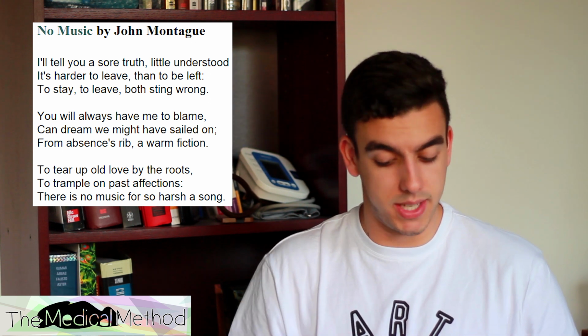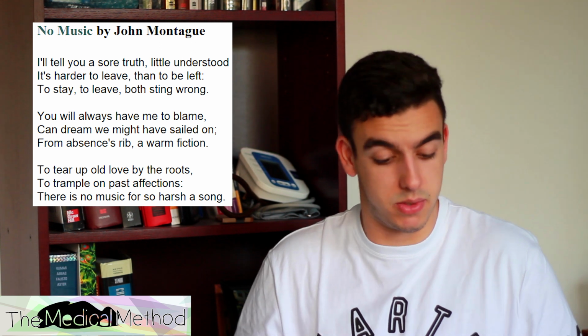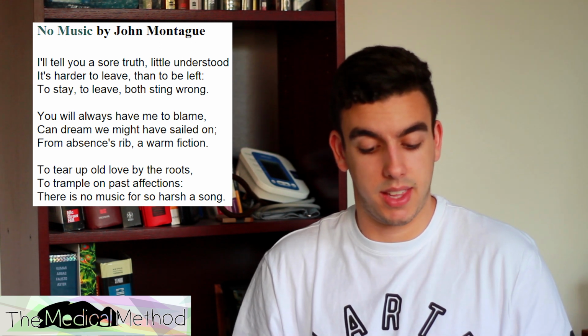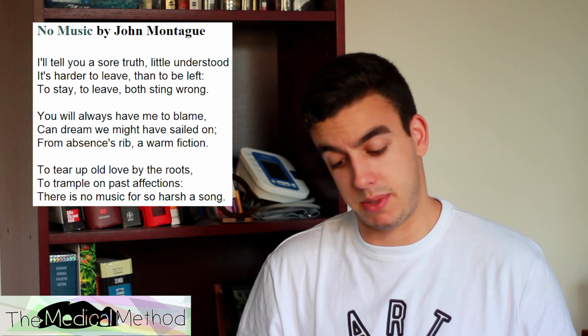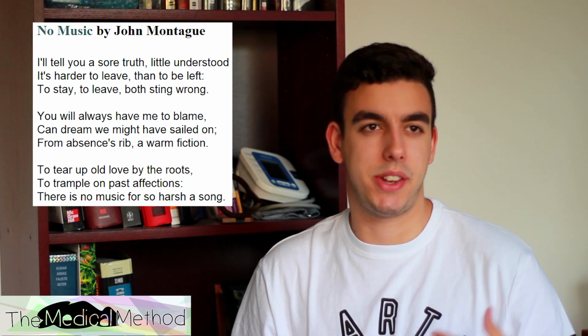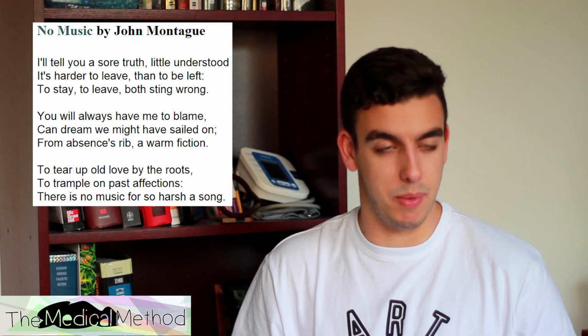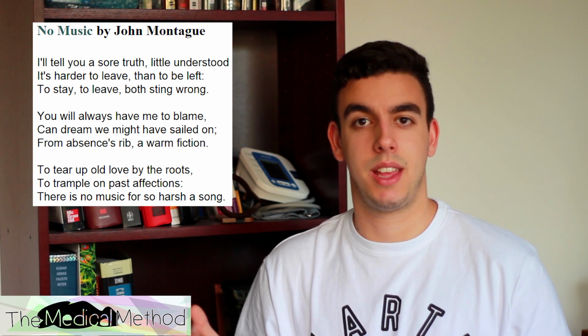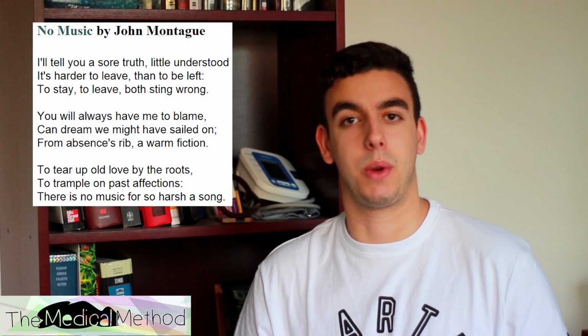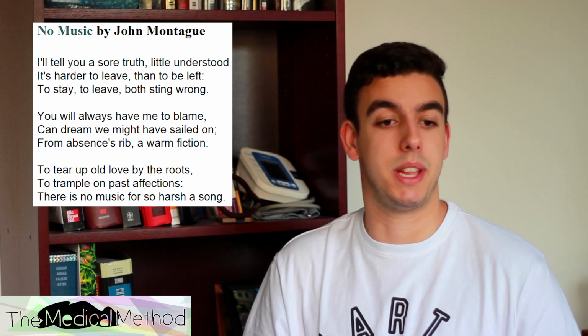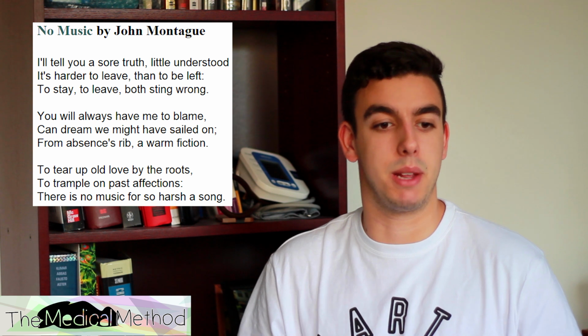He says, "You will always have me to blame," right? That's straightforward. "Can dream we might have sailed on from absence's rib." So to think about what we might have been whilst I'm gone. What a nice thing to think about. And here you'll have me to blame when you have this going through your head. I.e., when you're reminiscing about what we could have been together, you'll have me to blame.